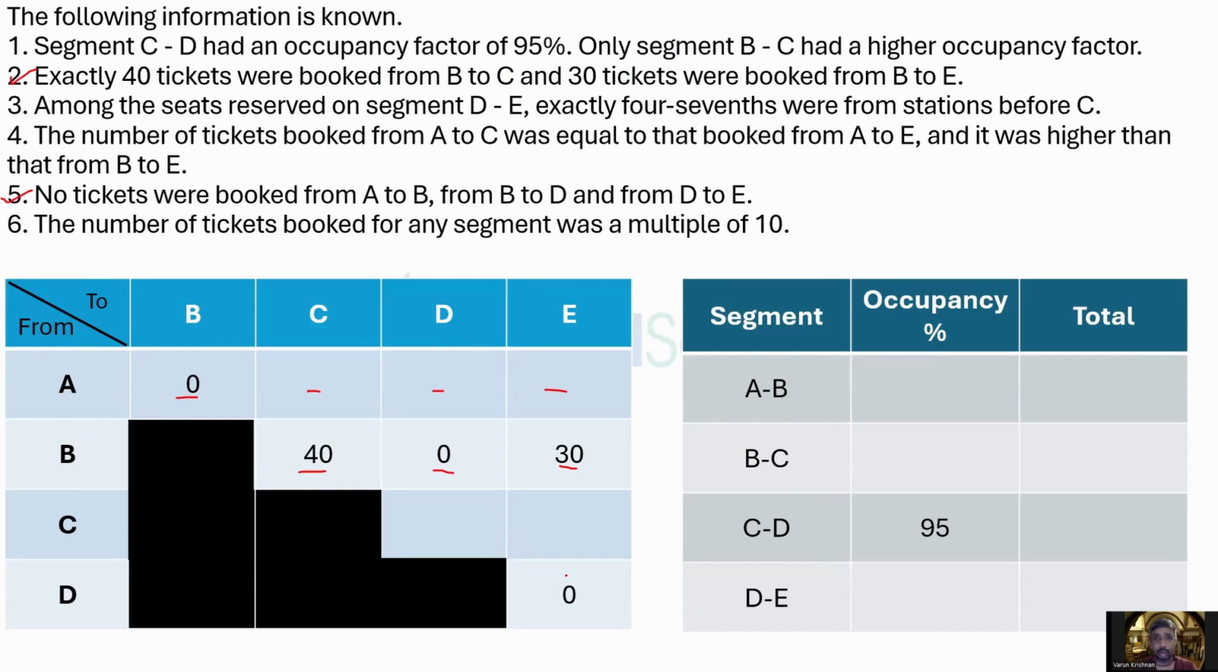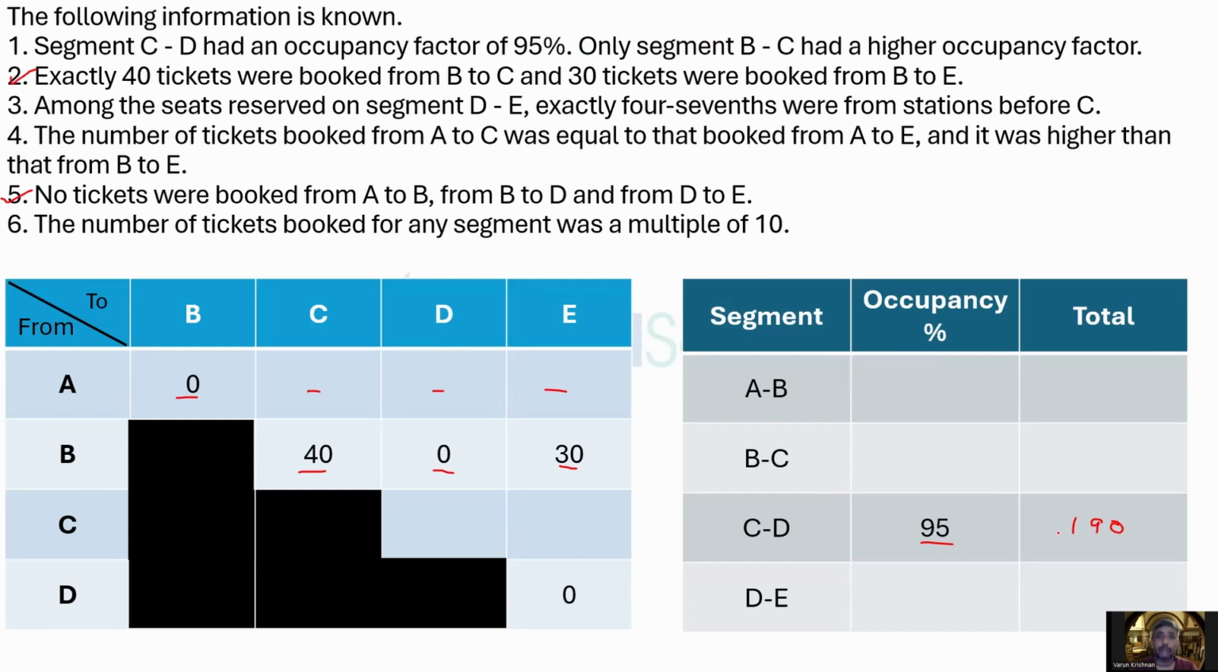Now coming to the first clue. Clue number 1 says that segment CD had an occupancy factor of 95%, which I made a note of here. C to D has an occupancy factor of 95%, which means 95% of the seats were taken when the train was traveling between C to D. And 95% of the total, of course, is 190 seats. So 190 seats have been occupied.